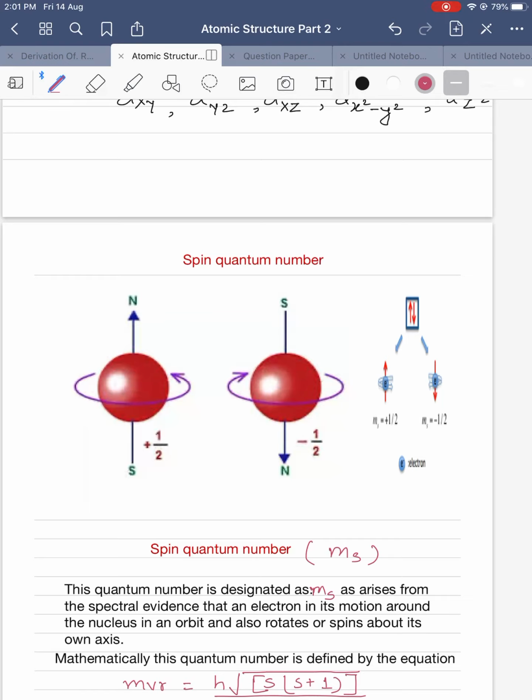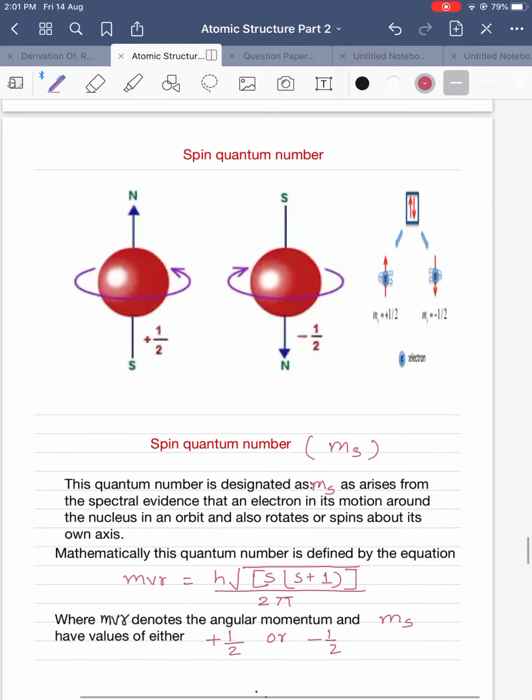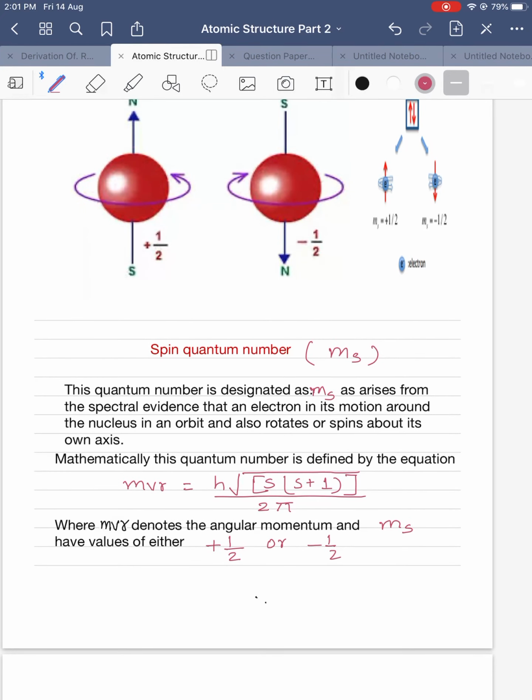An electron in its motion around the nucleus also rotates or spins around its own axis. And because of the spin, each electron has an added angular momentum that is equivalent to h root s into s plus 1 divided by 2 pi, where this denotes the angular momentum and ms, that is the spin quantum number, has values of either plus half or negative half.